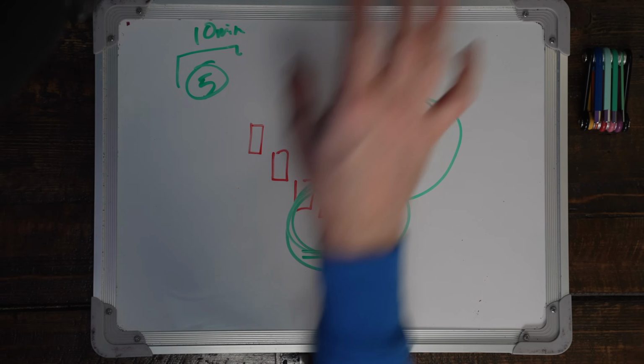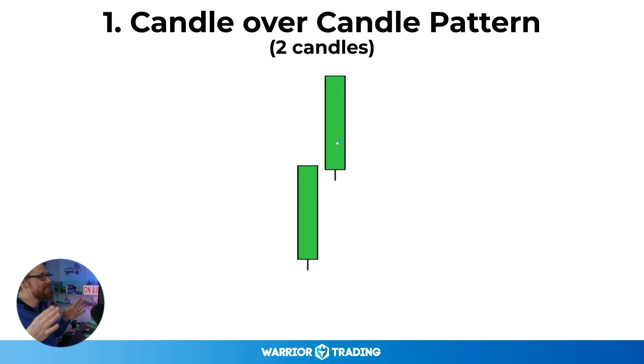So the reason that I want you to learn this pattern is because this is one of the building blocks for the larger patterns like the bull flag and the ABCD pattern. They have candle over candle as critical components that you need to be watching, because those are going to be your indicators to go ahead and press that buy button.